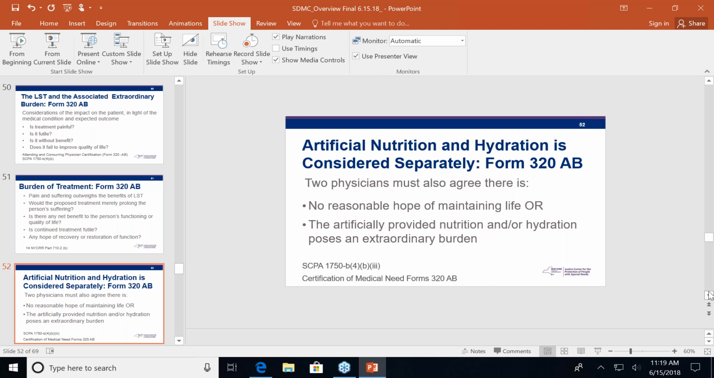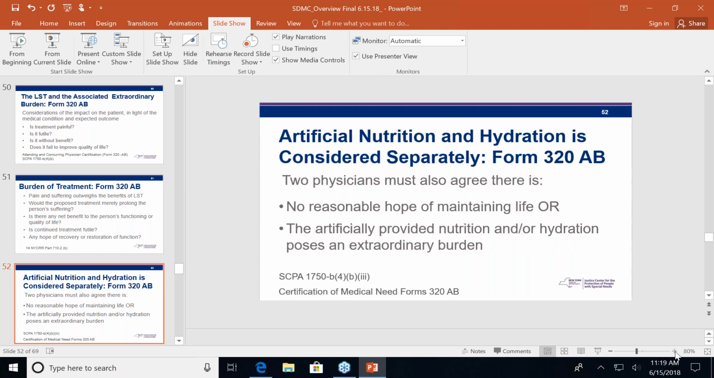Okay. So the artificial nutrition and hydration, because food and water is considered a basic human right, are also going to be considered separately. So 2 physicians must also agree that there's no hope of maintaining life, and that the artificial nutrition and hydration would be futile. It might keep them alive, but it's not going to cure them.